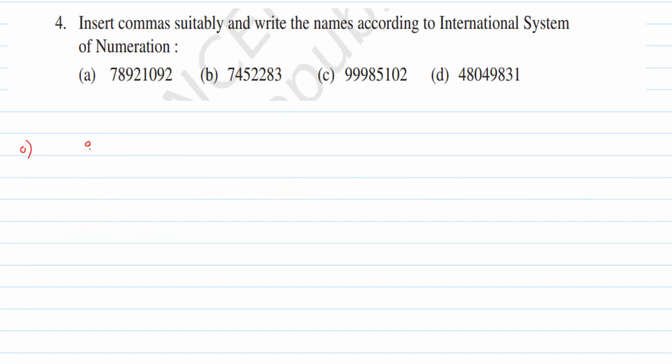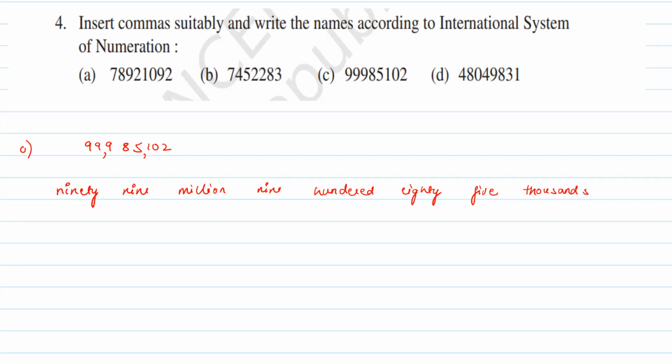For C part, 99985102. After each 3 and 3, 85102. Make sure that you note the number correctly from your question paper. So it will be 99 million. Now see, every number is coming in million only. 985,102. This is the answer.